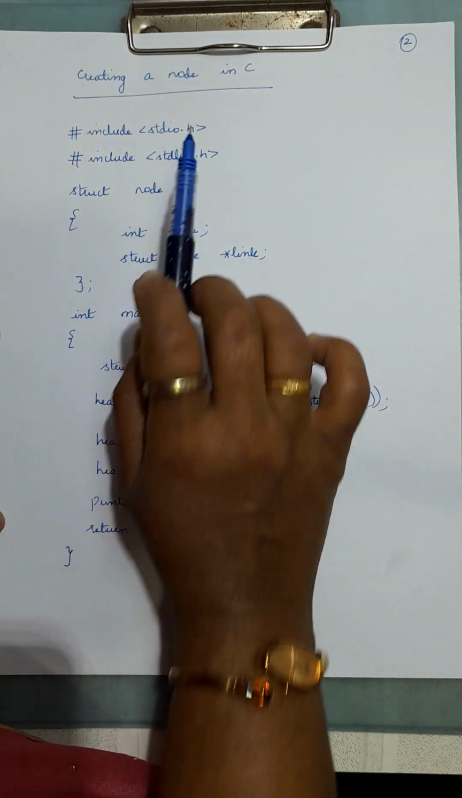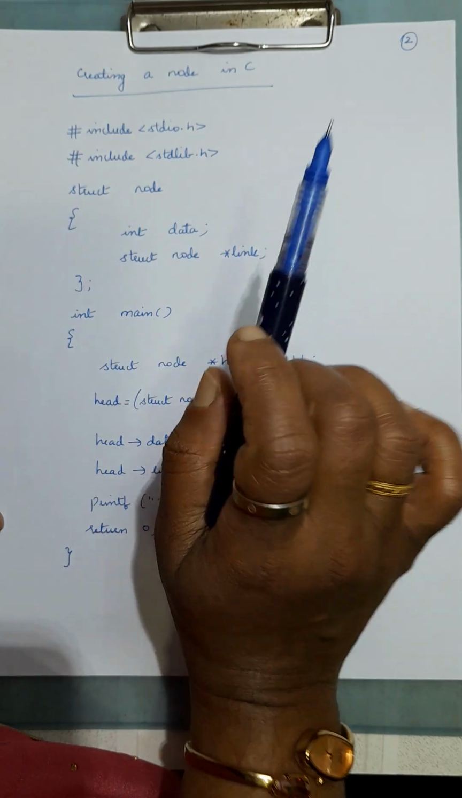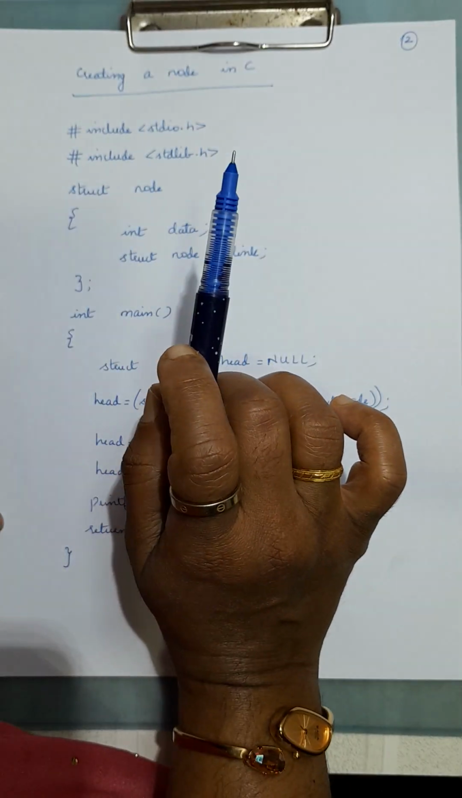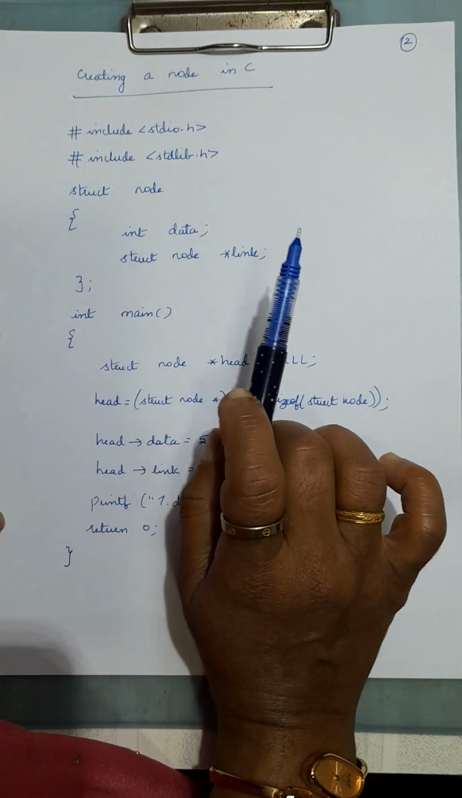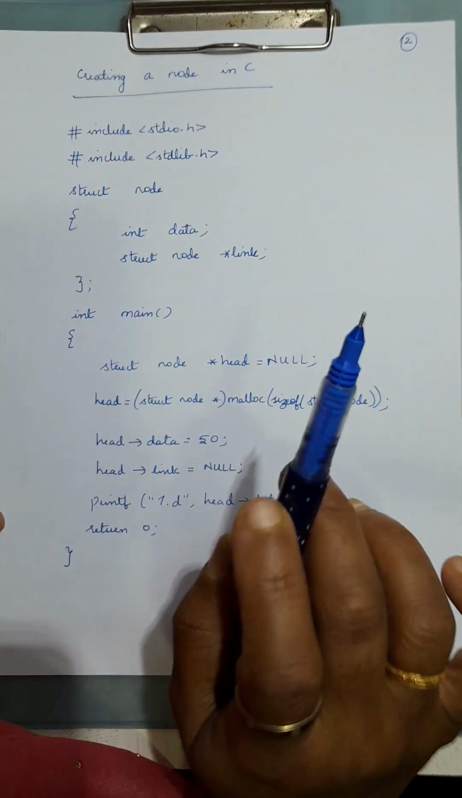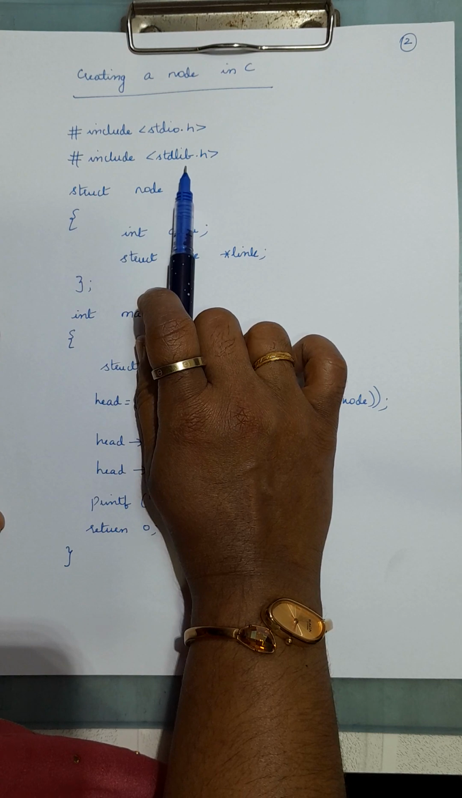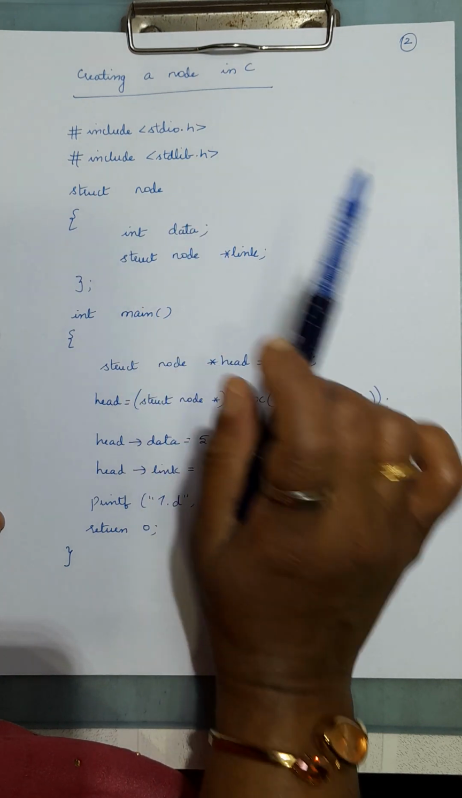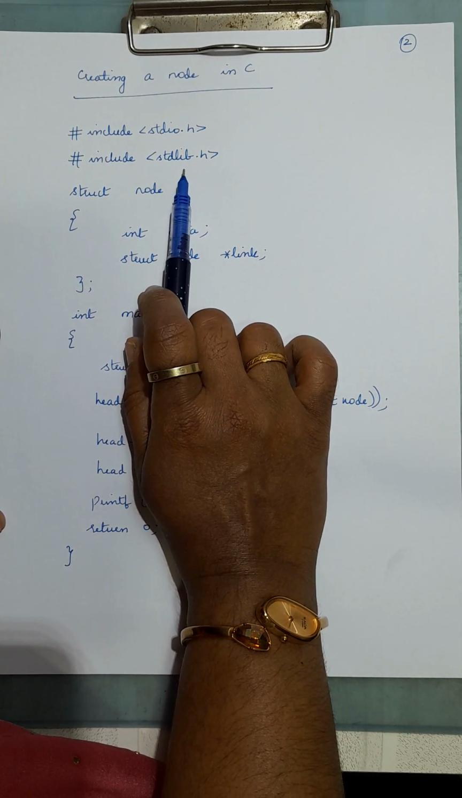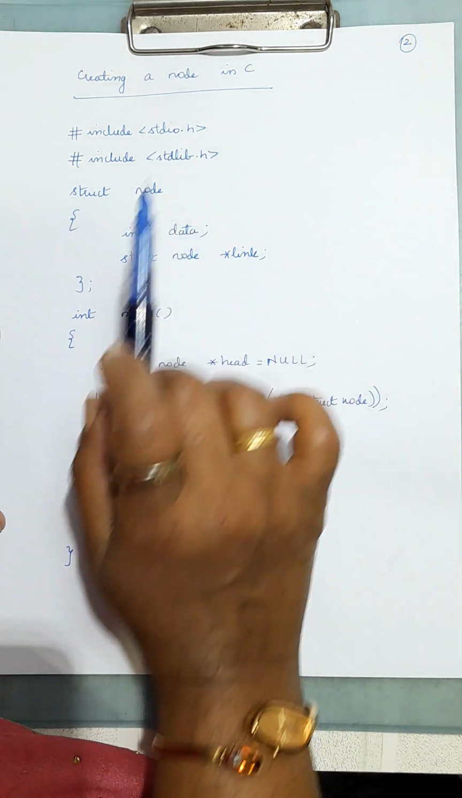Since, in order to create a node, I need to make use of malloc, and in order to declare a structure, I have to make use of a self-referential structure, please note down these 2 points. That's why I'm adding the header file stdlib.h, because malloc is defined in the header file stdlib.h. Now moving on to the next one.